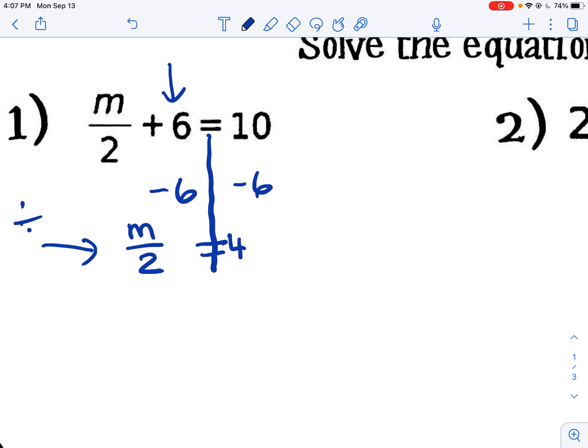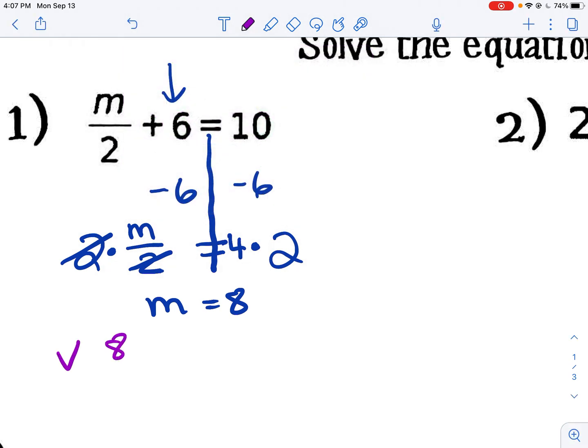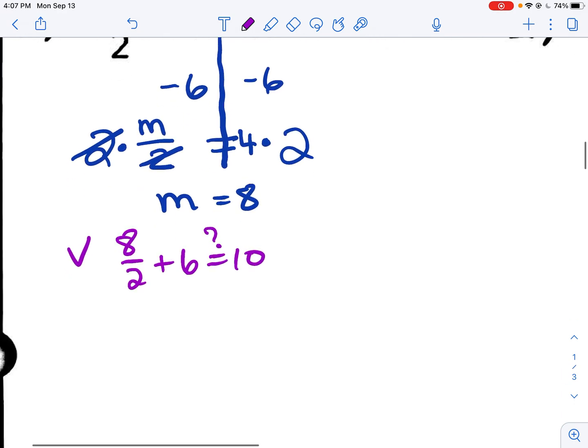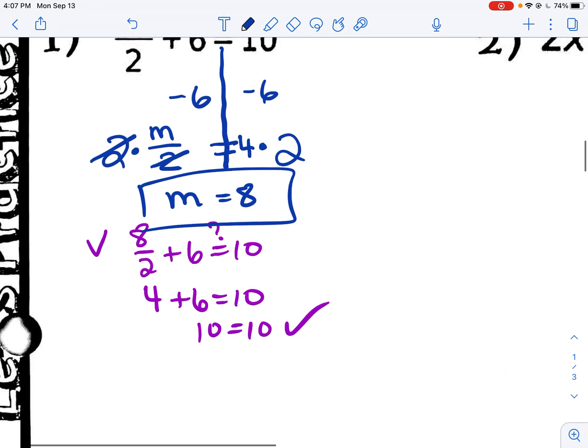Then, this is division right here. So the opposite of division is multiplication. So I'm going to multiply both sides by 2. These 2's cancel out, and I'm left with m equals 8. So then I check my work. 8 divided by 2 plus 6, does that equal 10? Well, 8 divided by 2 is 4, plus 6. So 10 does equal 10. So that means that I do have the correct answer.